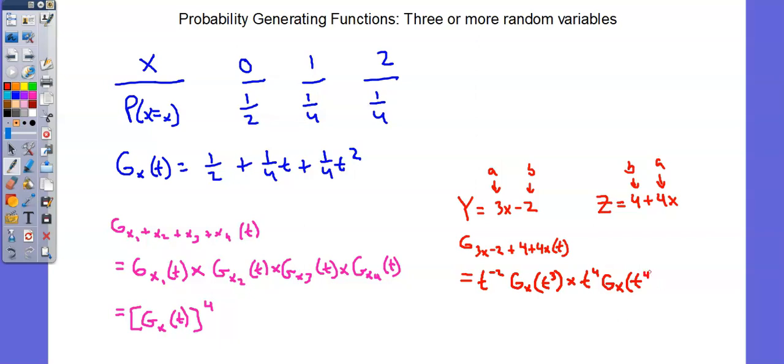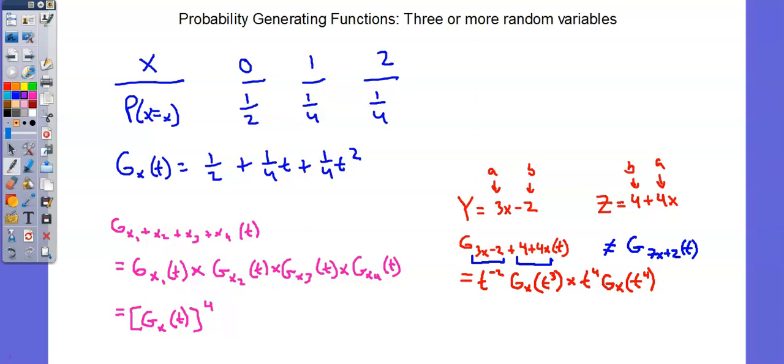A is also 4. Notice that what we are keeping separate is function y, 3x minus 2, and function z, 4 plus 4x. So this is not equal to the probability generating function of, if I look at the 3x and the 4x, combining those to 7x, and if I look at the negative 2 and the 4, combining those to plus 2. We want to keep those two functions separate.